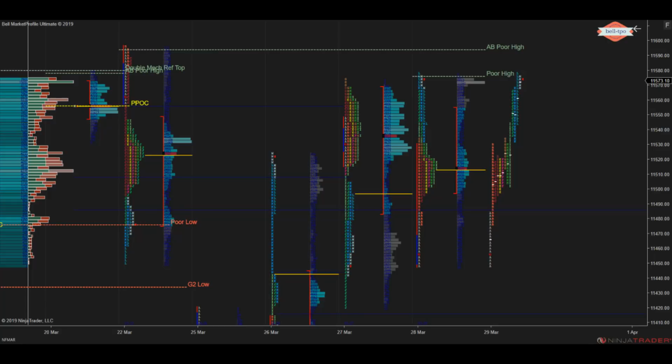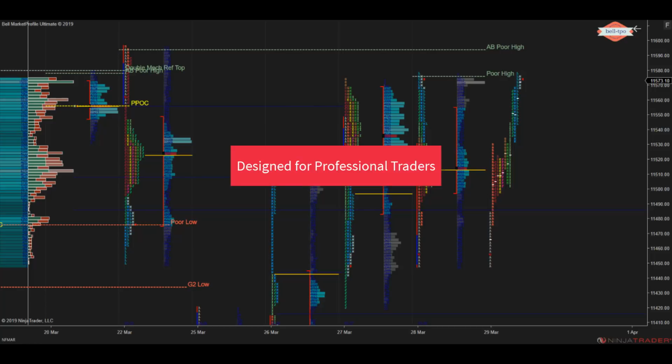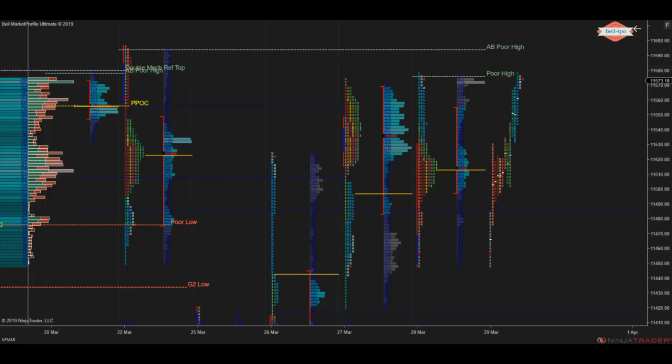Bell Market Profile Ultimate pack comes with a wide range of features designed for professional traders. It is designed to reduce the learning curve of reading market profile charts and brings the ability to take better and critical trading decisions during live markets. Let's look into the key features of Bell Market Profile Ultimate pack.